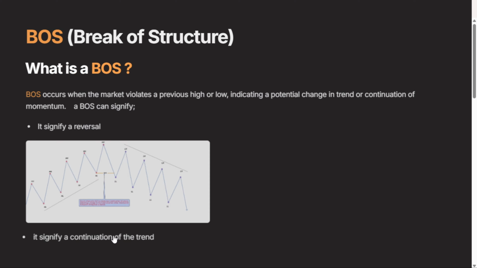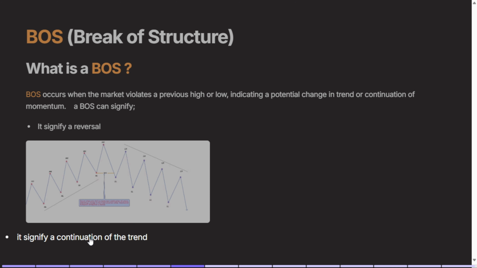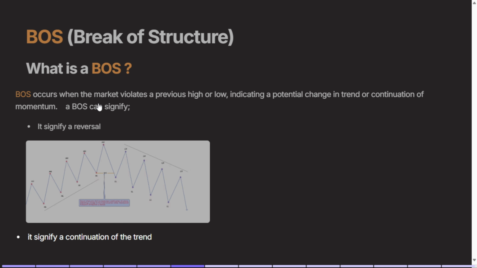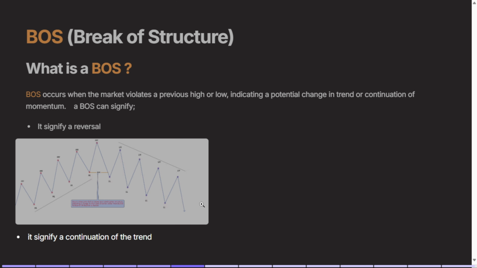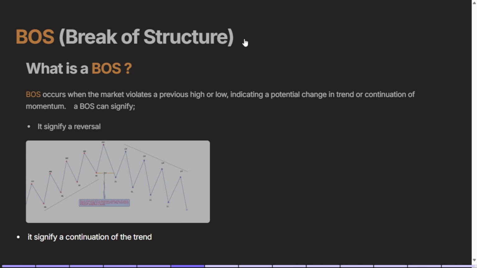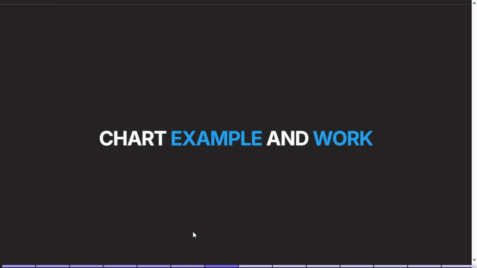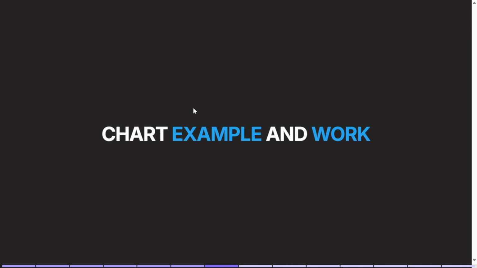All right. It can also signify a continuation of the trend. Just like I said, when a higher low takes out a higher high to form a new higher high, then the new higher low that it forms takes out the new higher high that it formed. So that's what I mean. All right, let's head over to the charts and do some examples.